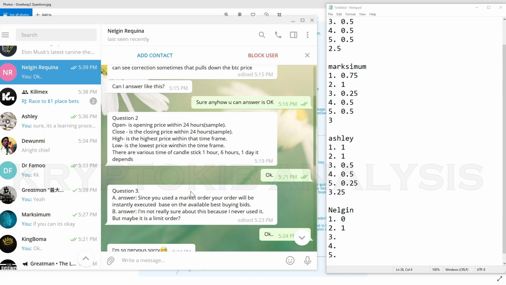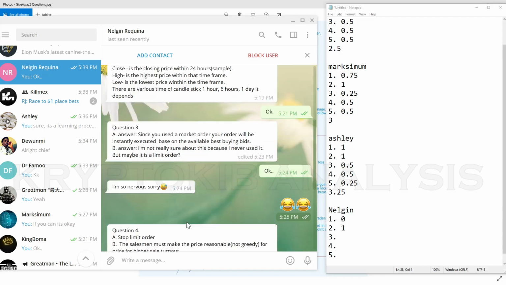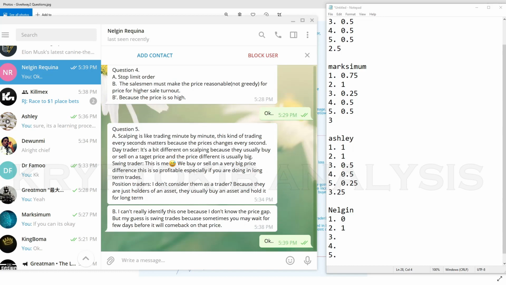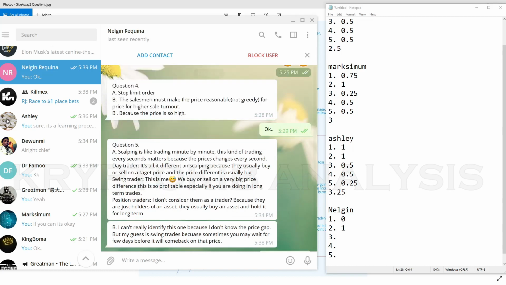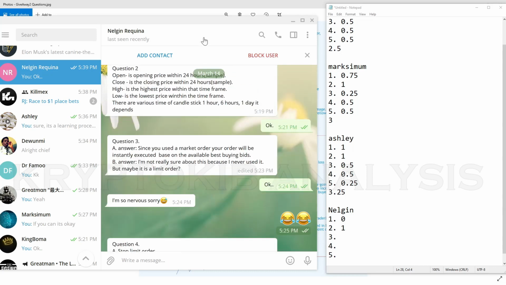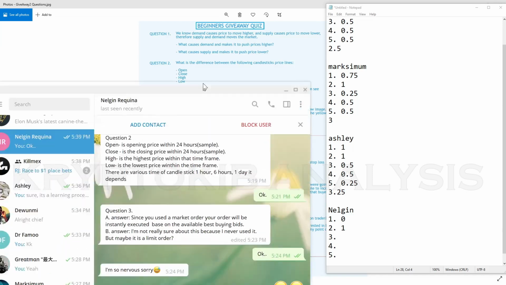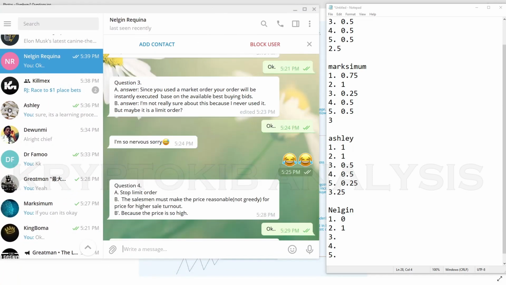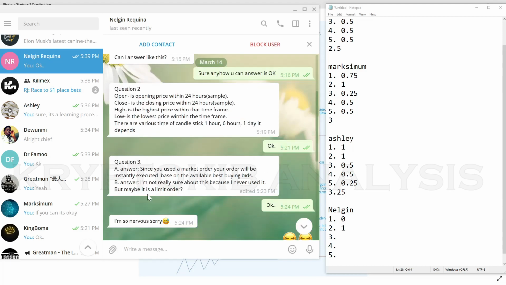Then B, answer, I'm not really sure about this because I never used it, but maybe it's a limit order. Wait, let me see something. I think, okay, it's not limit. Okay, wait, stop limit. Wait, let me see that question 3. No, she said stop limit in question 4, not 3. 3B is wrong. So 3 is 0.5.